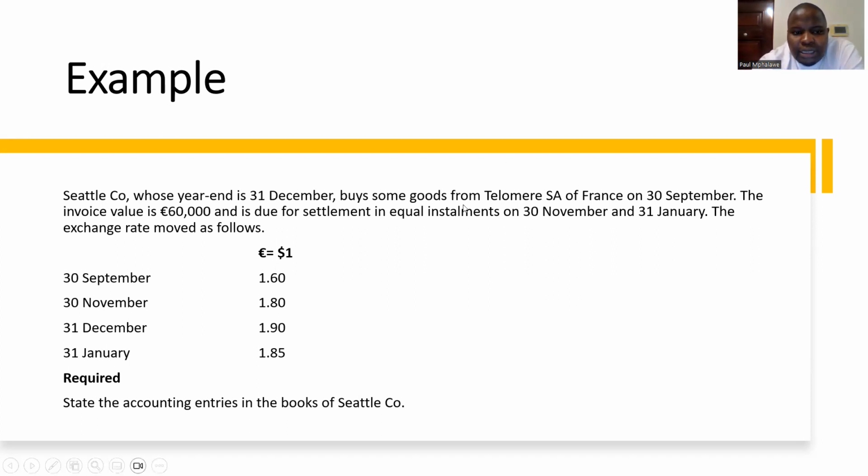What you should note here is that there is 60,000 euros, and the dates are 30 November and 31st January. On 30th November the rate is 1.8, and on 31st January the rate is 1.85. So at 30th September, we're going to say 60 thousand euros divided by 1.6.